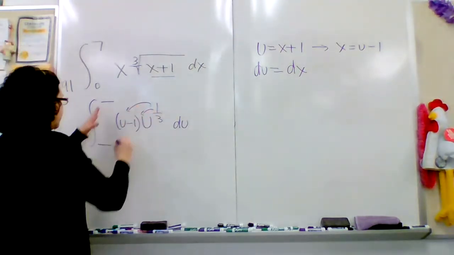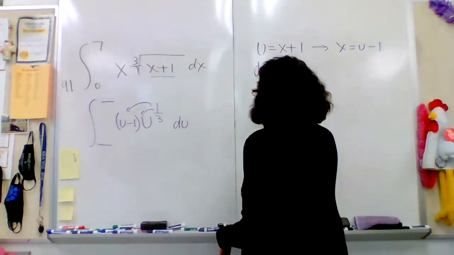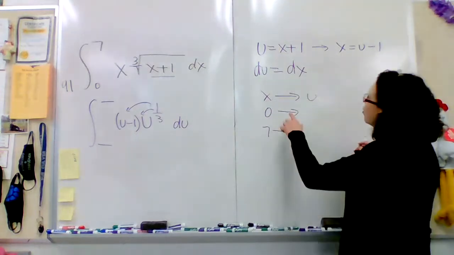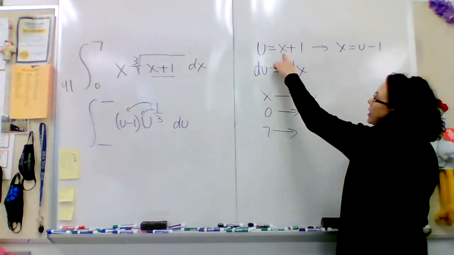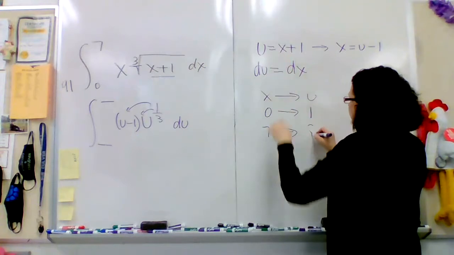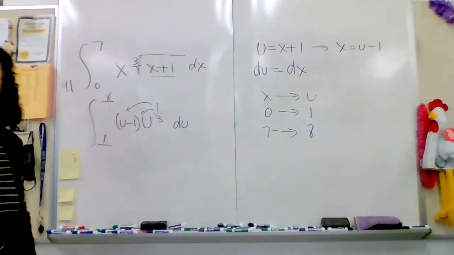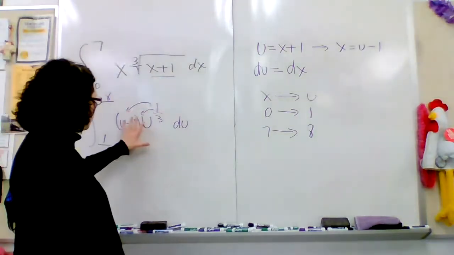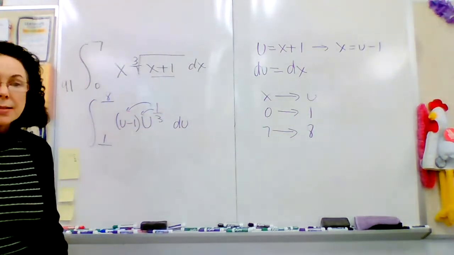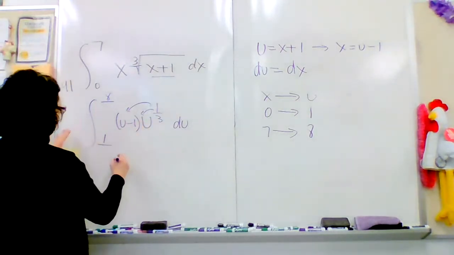And so right now, so I don't forget, I'm going to change my x's to u's also. That was a 0 and a 7. When I put a 0 in here for x, it outputs u, so that would be a 1. And when I put in a 7, I get an 8. So that's 1 and 8. Again, could you integrate, put the x's back in, and then use your original x's? Yes, I don't do that.